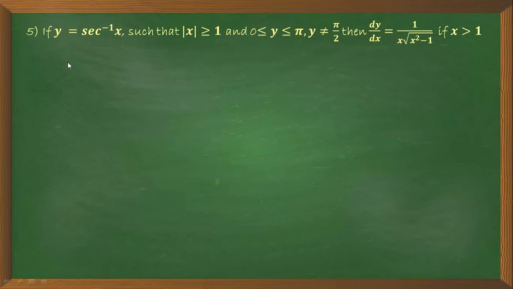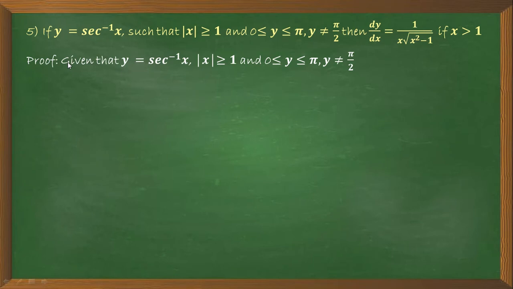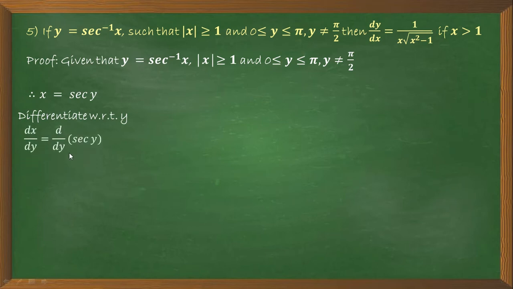So now we will try to prove this. First of all, write the given condition as it is there. See here, this is the given condition. Now again, we get x is equal to sec y. So differentiate with respect to y. So dx by dy is equal to d by dy of sec y. Now see the derivative of sec y with respect to y. That is dx by dy is equal to sec y into tan y. This is the derivative of sec y.